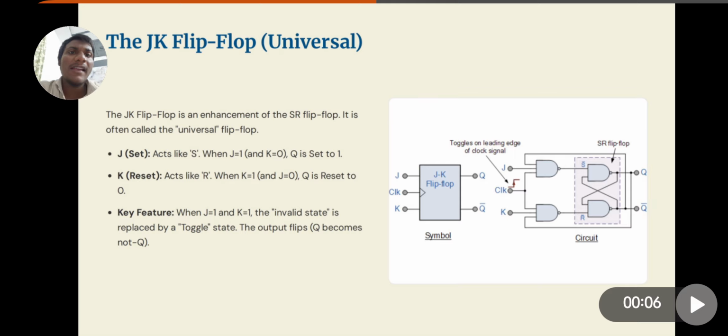Key feature: when J equals 1 and K equals 1, the invalid state is replaced by a toggle state. The SR flip flop's drawback is removed by the JK flip flop, because in the invalid state it immediately jumps to the toggle state, and the output flips: Q becomes Q not.